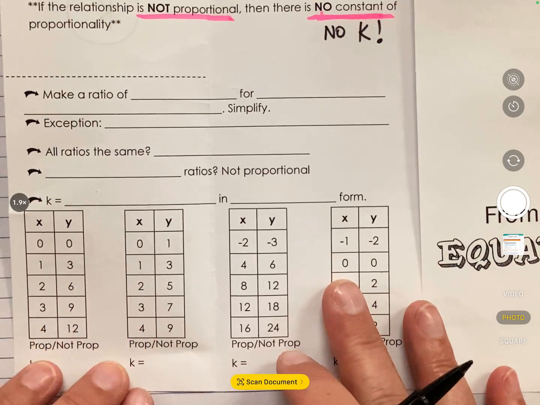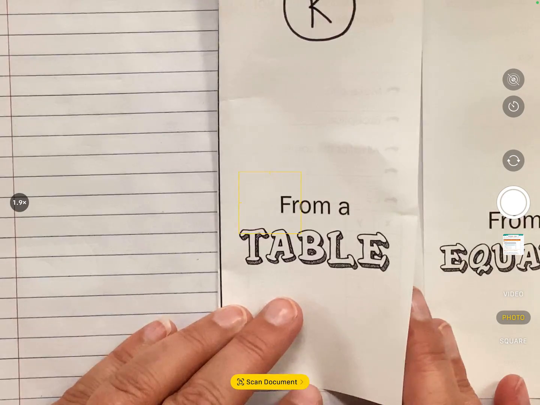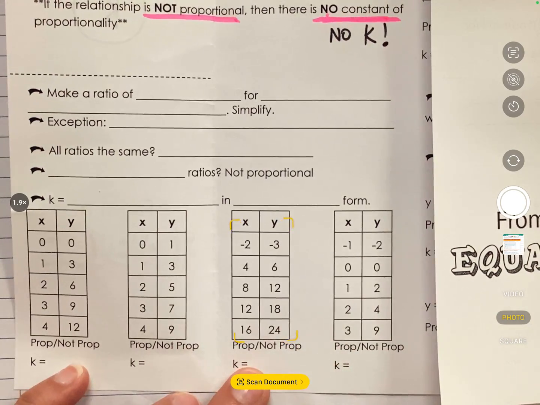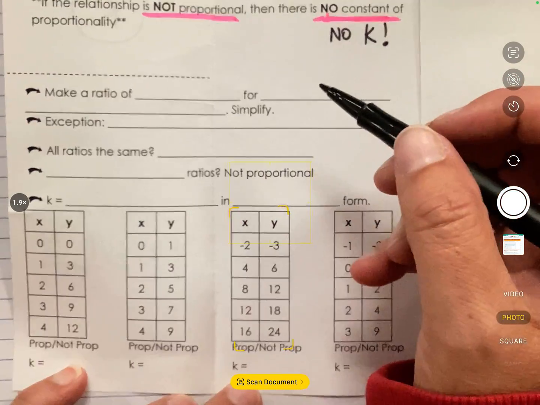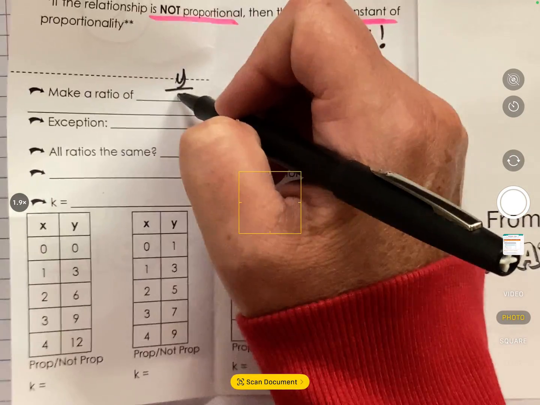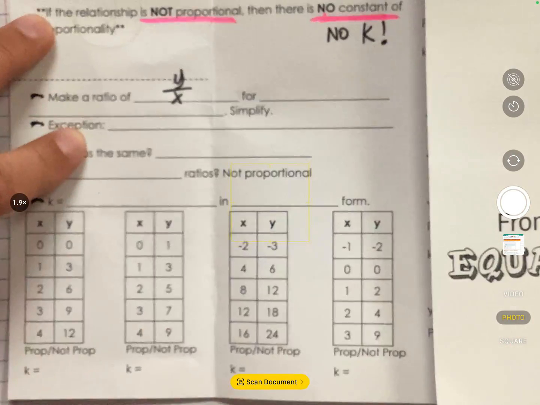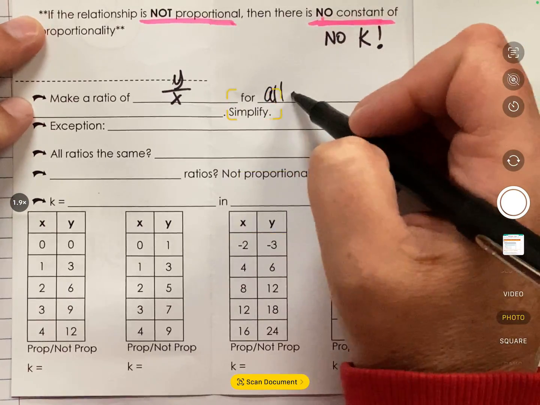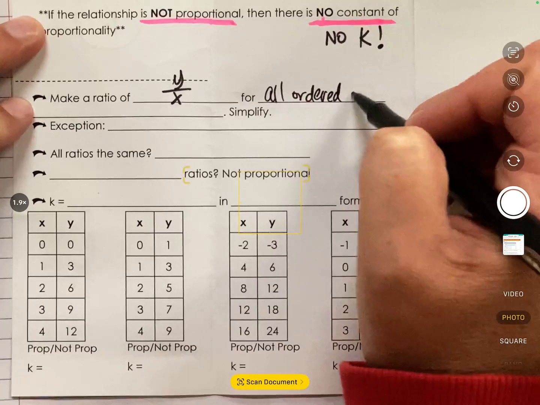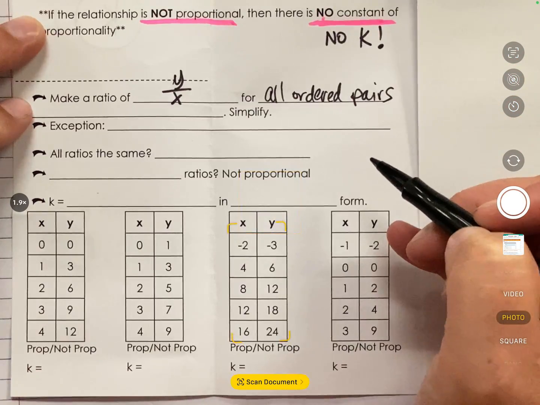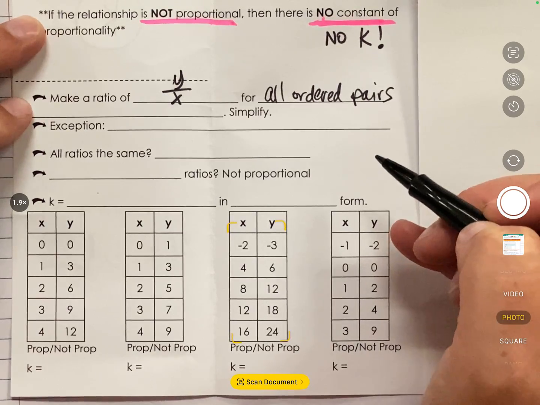All right, follow along. Now we're going to talk about a table. From a table, how can I tell when it's proportional and what the K is? When you have a table, you are going to make a ratio of y over x. And you're going to do this for all ordered pairs, and then simplify them or divide them.